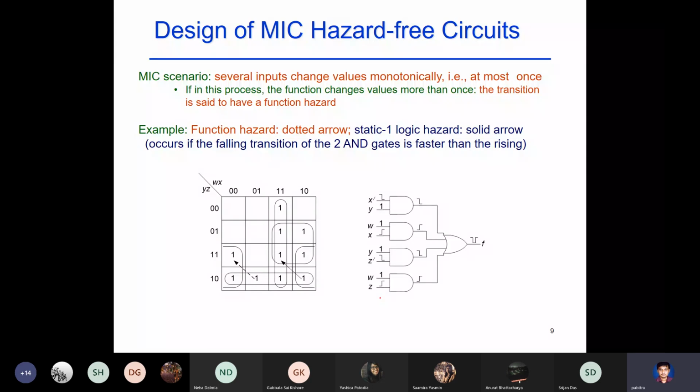Now let us go to multi-input change. So several inputs can change values, but monotonically. Monotonically in the sense that you have a step-like function. You go from 0 to 1 or 1 to 0. You have a step-like change. You don't have a pulse. You don't have a train of pulse-like change. You don't have 0 to 1, then 1 to 0, and 0 to 1. You only have a step-like change. You cannot have this kind of change, or maybe this kind of change also. So this is non-monotonic. This is monotonic.